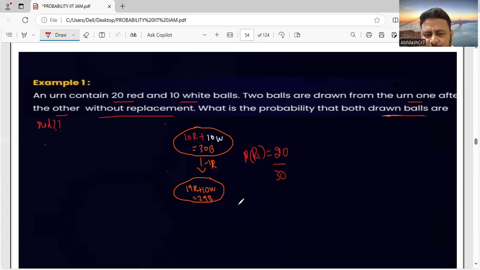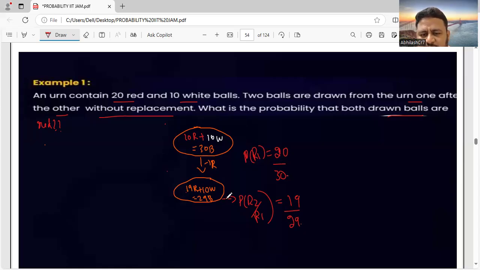Similarly, you have to remove another red ball, let this be R2, given that R1 is already removed. One red ball is already removed, friends. So how many red balls are there? 19. And how many total balls? Not 30, the total balls is 29, because one red ball is already removed.